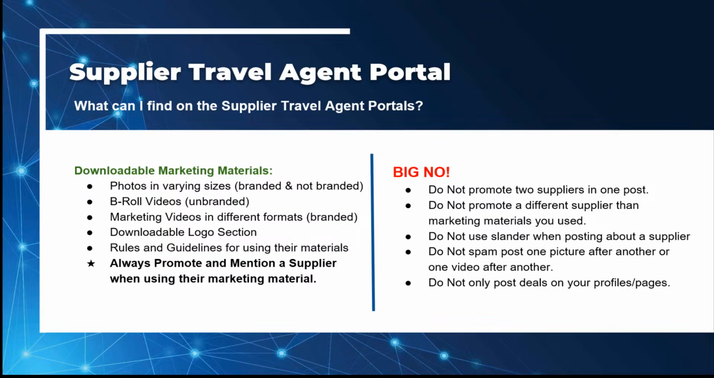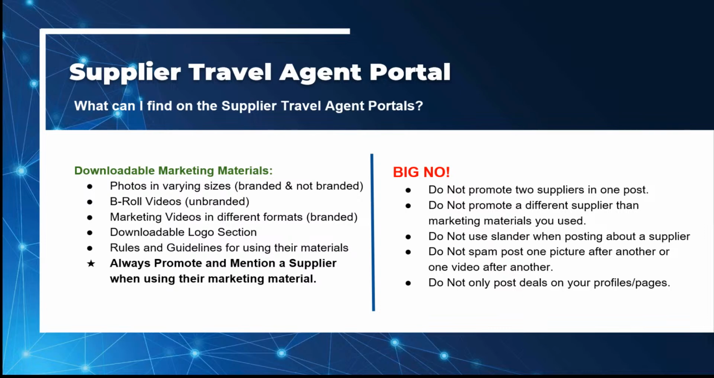So, now you're on the travel agent portal and you're looking for the digital marketing materials. So what can you find? You can find downloadable marketing materials such as photos that vary in sizes, just for different sites. So you might find something horizontal or vertical, something for Instagram, which would usually be square, or something for Facebook that might be more horizontal. So they're just going to give you options of different sizes that you can use. Sometimes they're going to have a logo on them, so that's what I'm saying, branded or not branded. And then sometimes they're not going to have their logo on them. So that's sort of your options in photos.